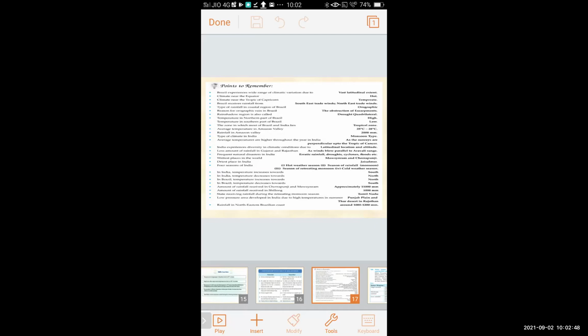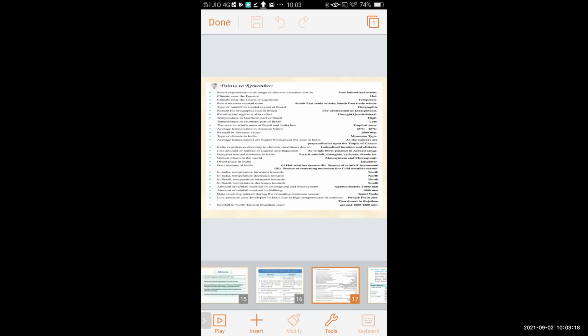In India, temperature increases towards south. In India, the temperature decreases towards north. In Brazil, temperature increases towards north and temperature decreases towards south. Amount of rainfall received in Cherrapunji and Mawsynram is approximately 11,000 mm. Amount of rainfall received in Shillong is 1000 mm.